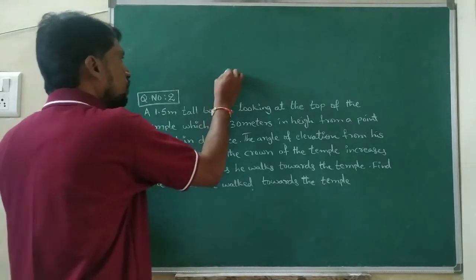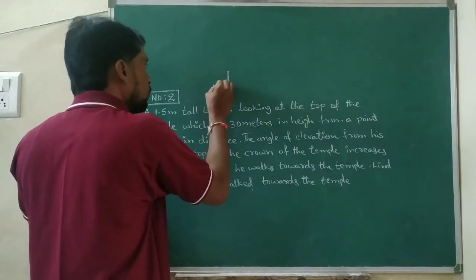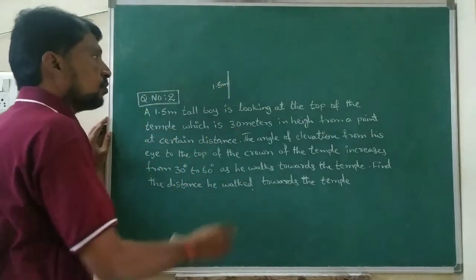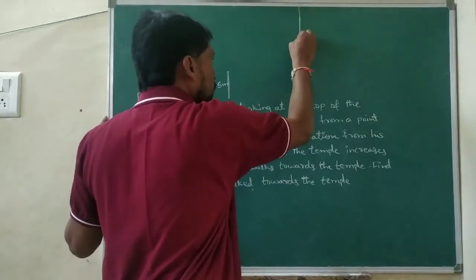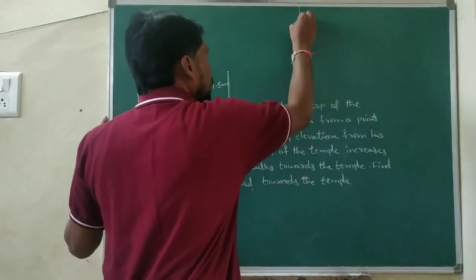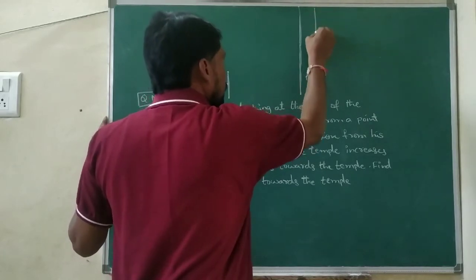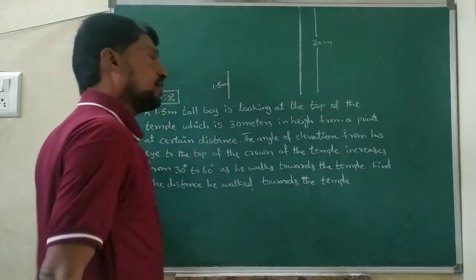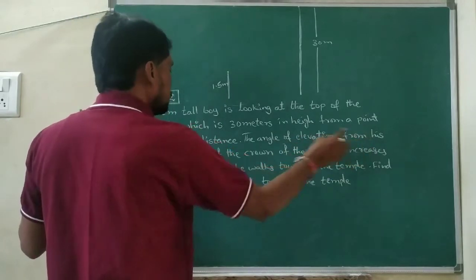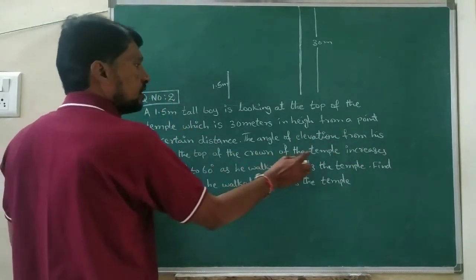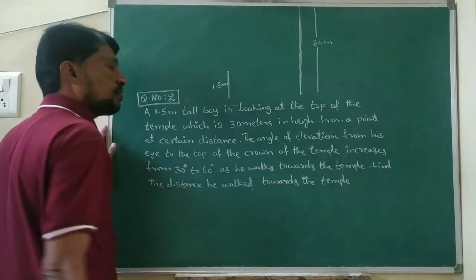So here, a 1.5 meters tall boy. This is the boy, and his height is 1.5 meters. He is looking at the top of the temple, so the temple is also there. The height of the temple is 30 meters. The angle of elevation of his eye to the top of the crown of the temple increases from 30 degrees to 60 degrees as he walks towards the temple.